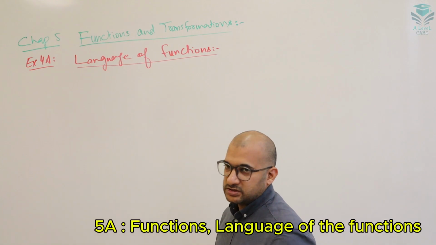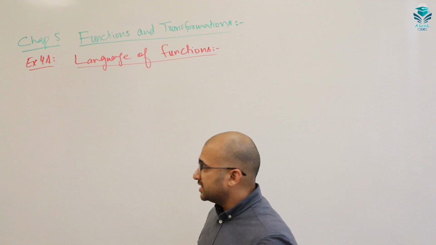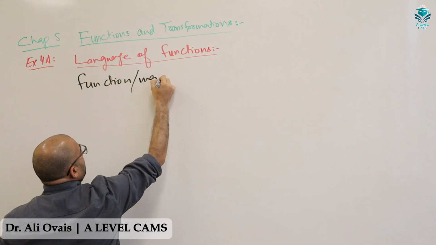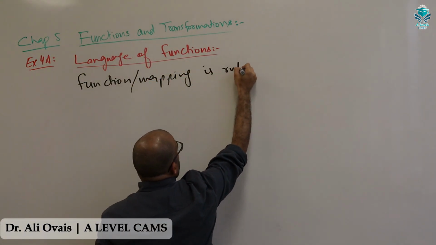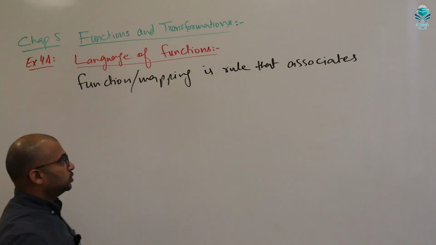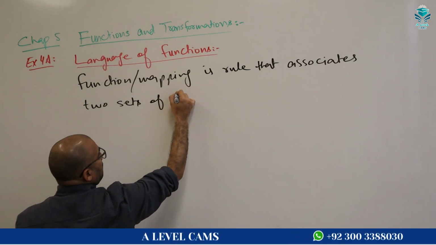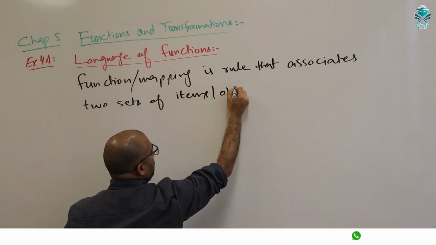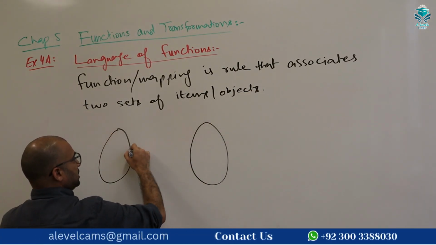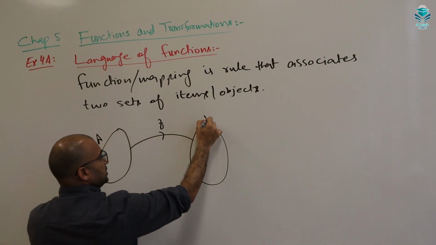In this lecture we will discuss the function and the language of the function. So what is function? Roughly speaking, we can say that a function or mapping is a rule that associates two sets of items or objects. Let's say there is one set, there is another set, and f is the mapping or function; it associates set A and set B.